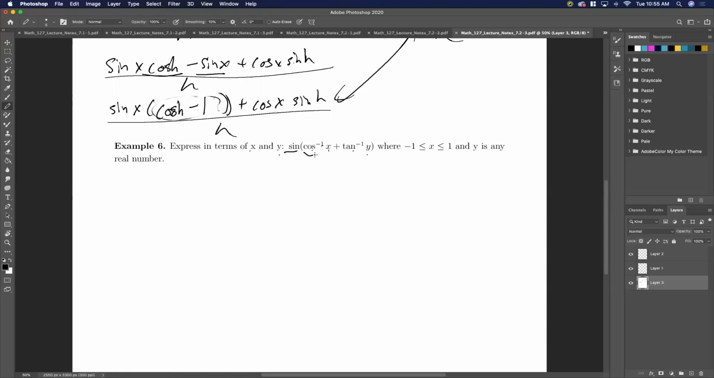Well, let's just say this will give me some angle. I don't know what angle that is. We'll call it theta. This is going to give me some angle. I don't know what angle that is. It's going to give me some angle phi. And let's go to our right triangles. Let's actually draw a triangle for theta. And we're going to draw another triangle for phi.